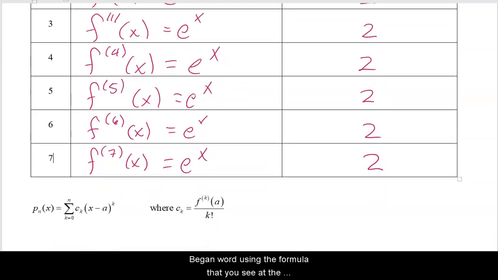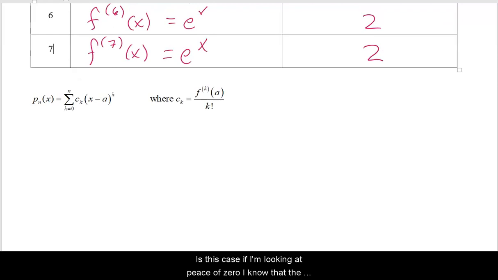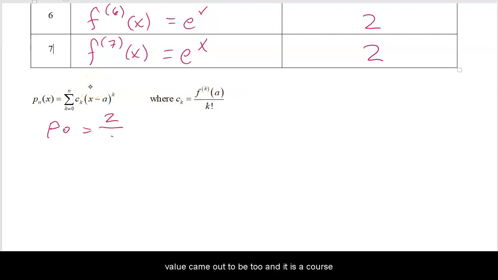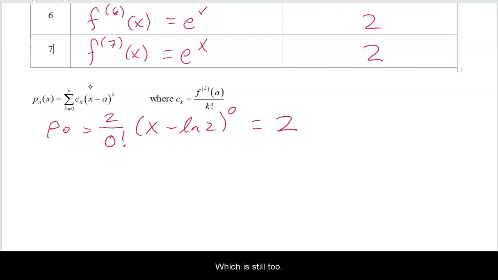Again, we're using the formula that you see at the bottom of the screen, where p sub n is the finite sum of terms with c sub k representing the kth constant coefficient, and x minus the center is raised to the kth power. In this case, if I'm looking at p sub 0, I know that the value came out to be 2, and it is, of course, divided by 0 factorial and multiplied by x minus the natural log of 2 to the 0th power, which is still 2.